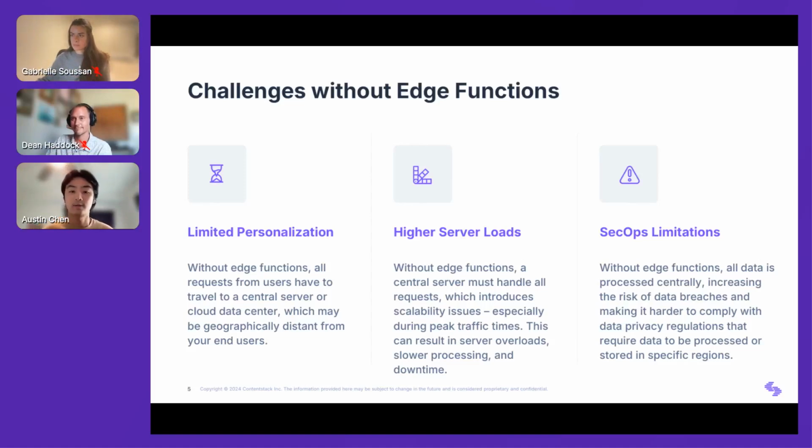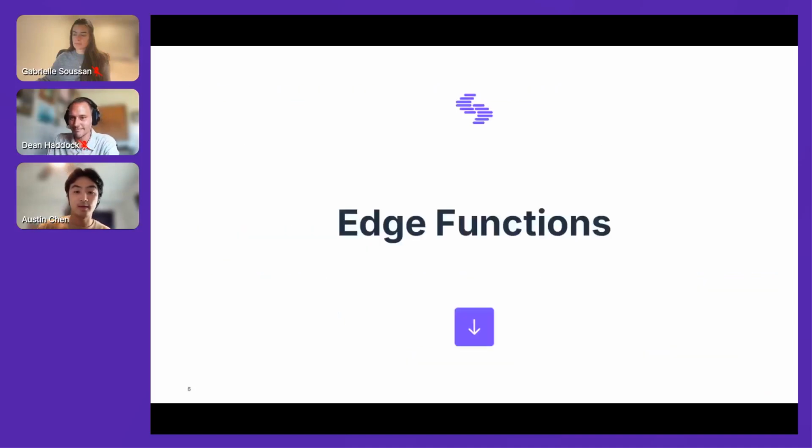And then last but not least, security and compliance limitations. Without edge functions, all that data is processed centrally again, which increases the risk of data breaches and also potentially makes it harder to meet data privacy regulations and compliance, such as requiring data to be processed or stored in specific regions. All right, I will pass it over to you, Dean, to talk about edge functions.